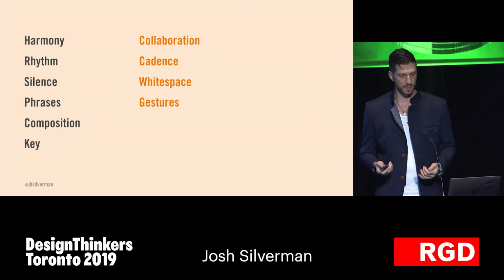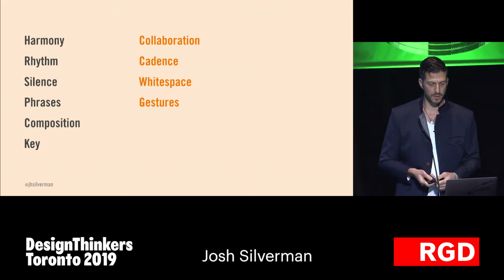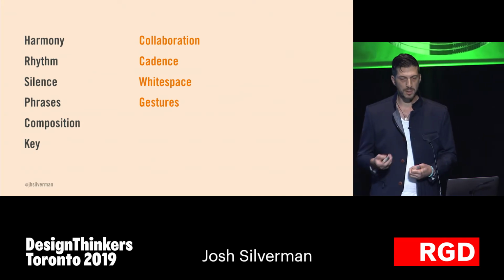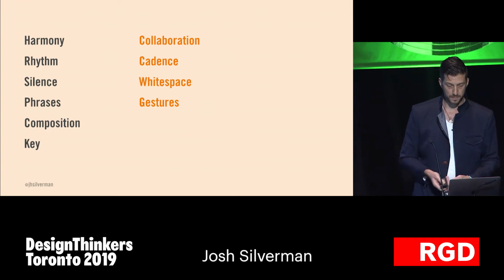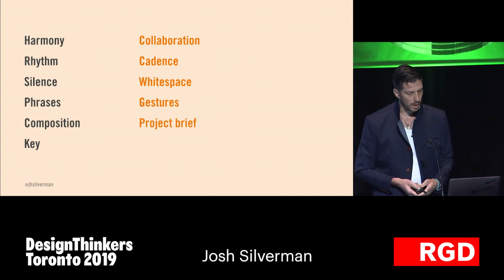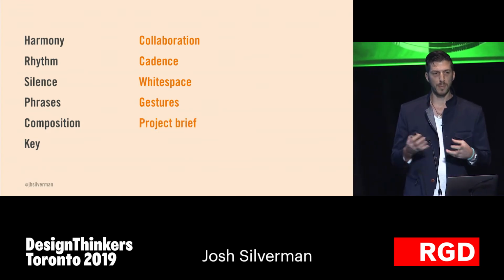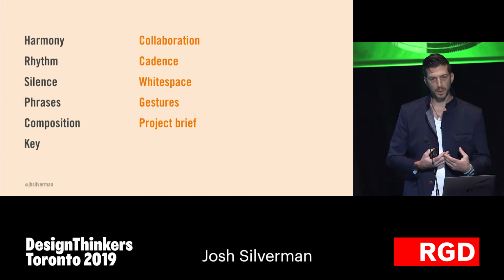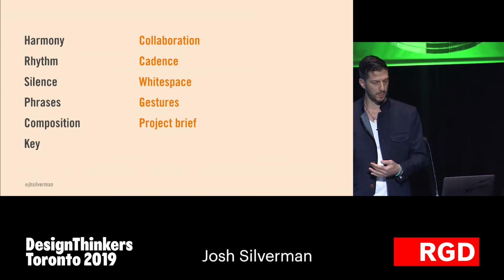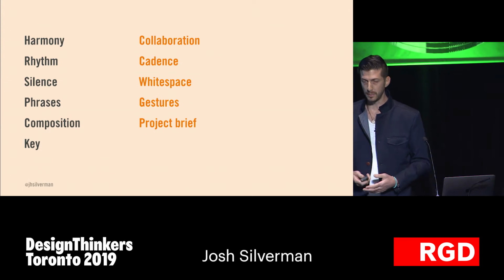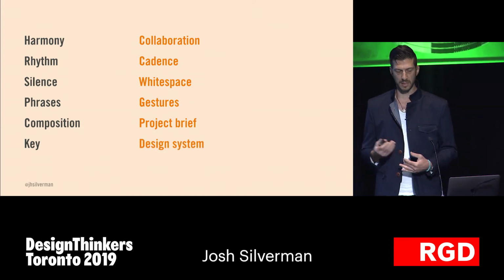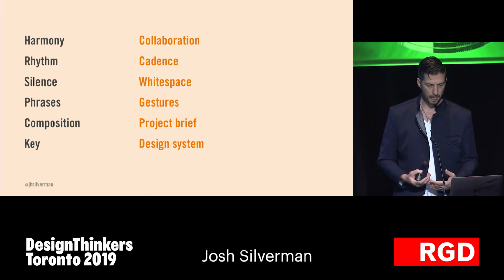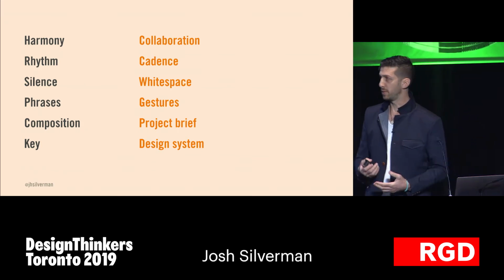Phrases are like gestures. Phrases are clusters of notes that are repeated throughout a piece. Gestures are similar when you're navigating an interface. We might think of them as components. When you put pitch and melody into the composition, you can put the same kinds of ideas into a project brief, something that contains all the elements. And lastly, the key is kind of like the design system. It's how everything fits together: sharps, flats, major, and minor.